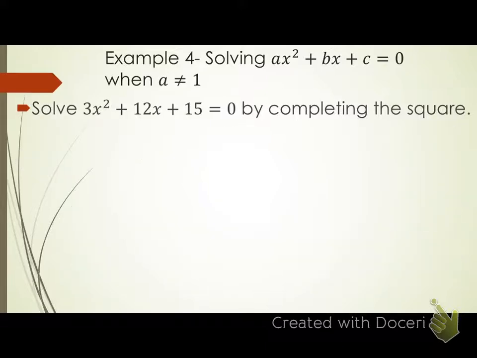Example 4. Last example. Now let's solve an equation whenever a does not equal 1. Some number other than 1. Solve 3x squared plus 12x plus 15 equals 0 by completing the square. What do you think I could do to this equation to get rid of that 3 in front of x squared? Factor out 3 or divide both sides by 3.